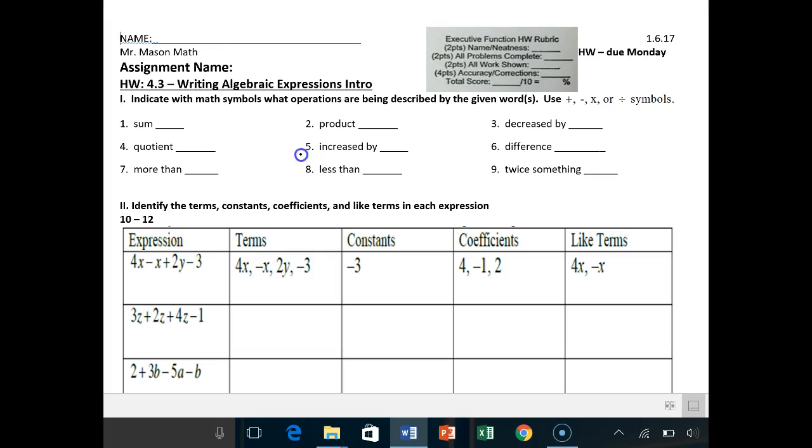So sum, that's obviously an addition word. To add things up is to sum them. Number 3, to decrease by, to decrease something is to subtract it. Increase something or increased by is obviously addition. More than is also addition. And then twice something is multiplication, so times.